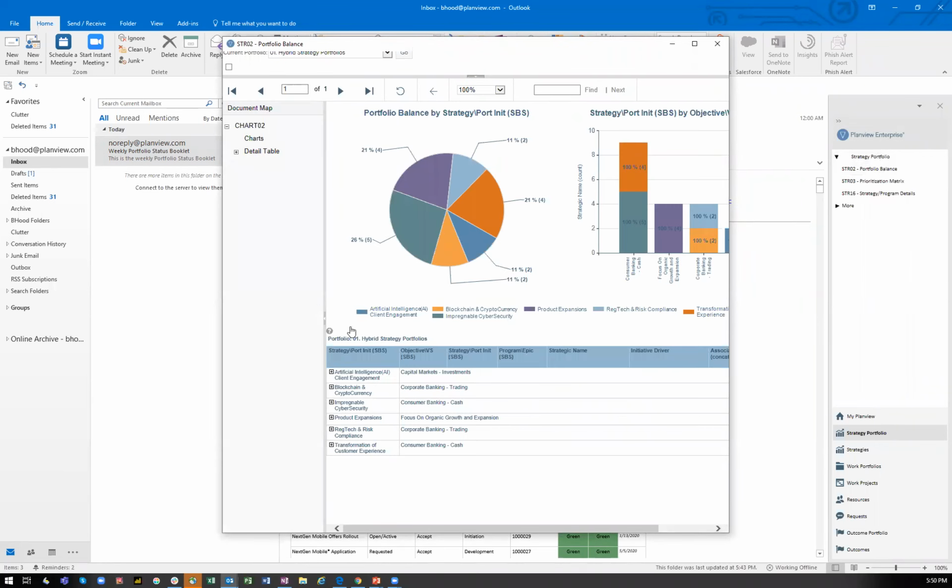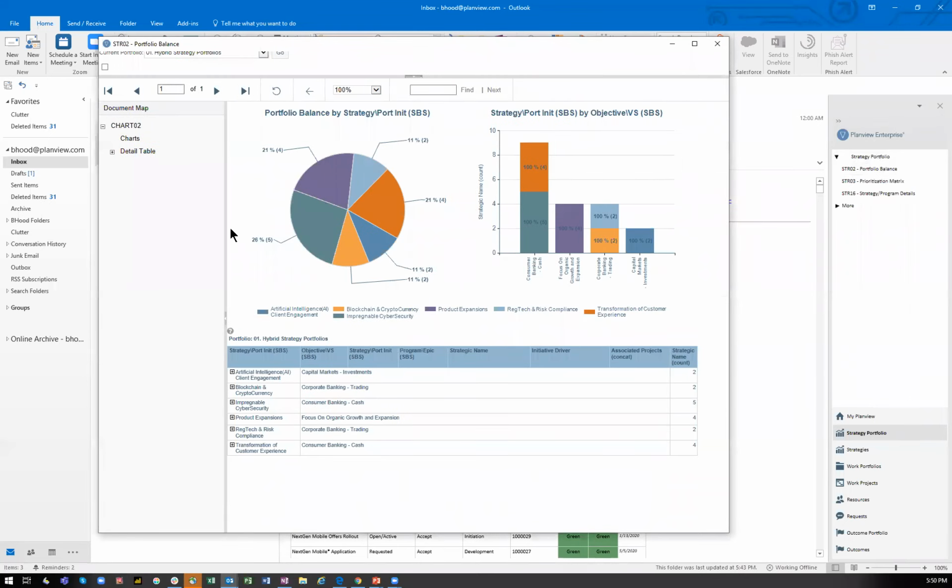So without leaving Microsoft Outlook, I can go in and generate new visualizations of my portfolio information. Right now, I'm looking at a balance report for strategy. It shows me our spend going into various portfolio initiatives or strategies and what our spend is across our value streams or objectives, right?